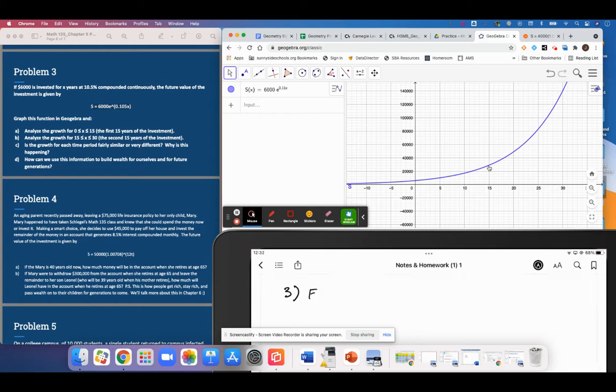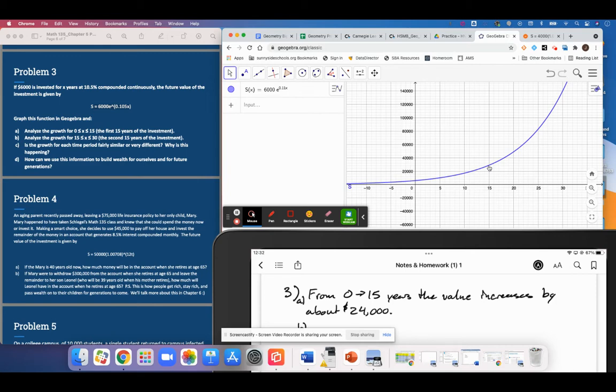So from 0 to 15 years, the value gets up to about just under 30,000. So it increases by about 24,000. And again, the reason that I can say that is because we started with 6, and if we get up to 30, the difference is 24 or so. And so that was part A.